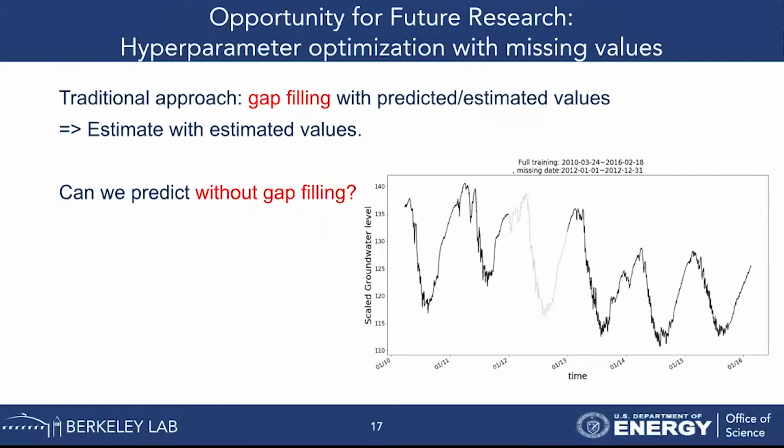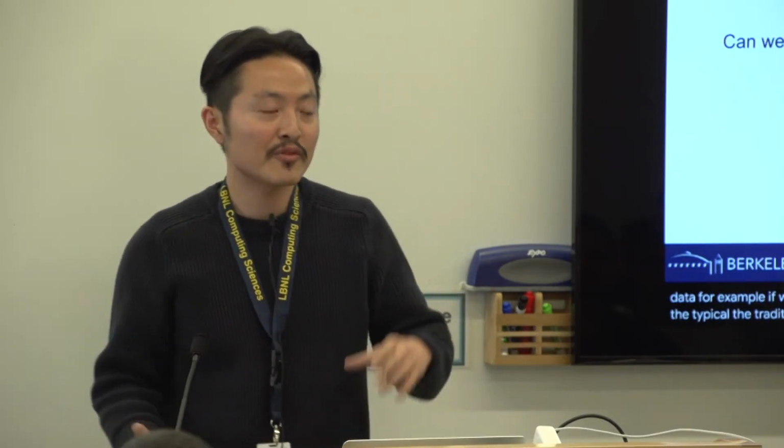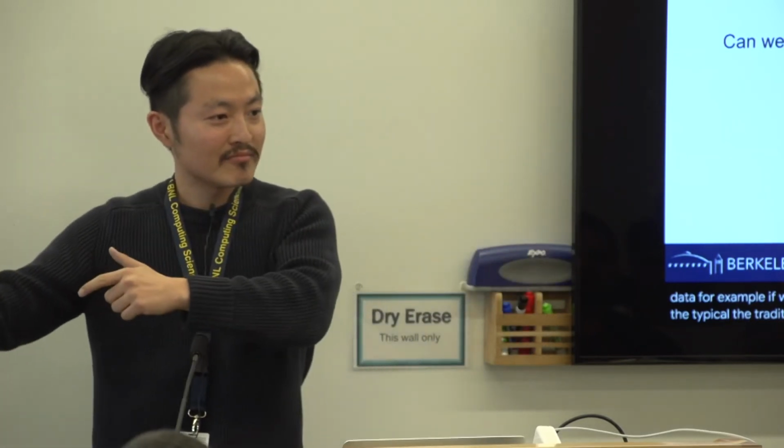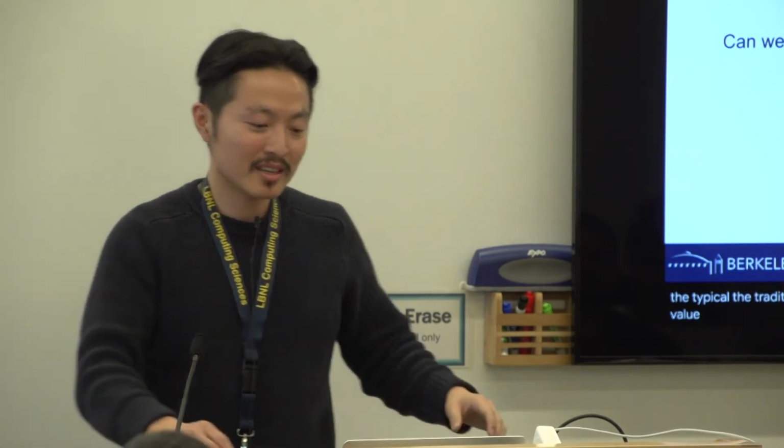As you know, if we collect data, there is typically a lot of missing data. For example, we can have 1 year missing, or 2 years missing, or 1 week of missing data. Typically, the traditional approach should fill that gap, and then based on that predicted value, we predict the future value. But we think estimating with predicted values might distort the reality. So we are going to try to predict the future without that gap filling. Does it make sense?